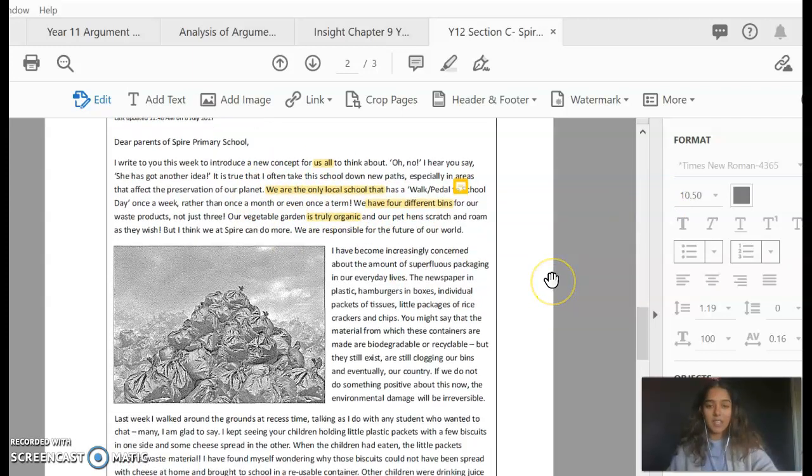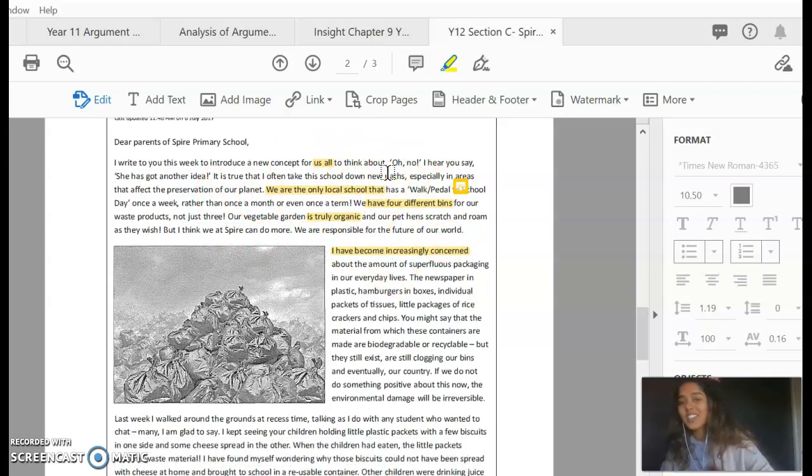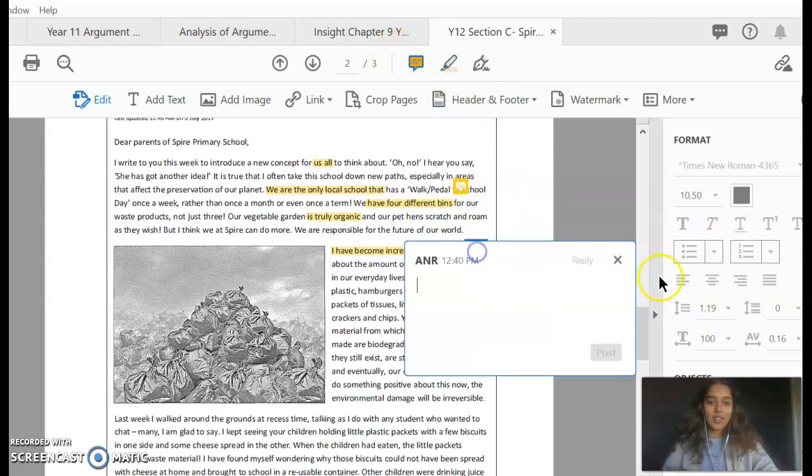Okay, I'm going to keep going. And then she says, I have been increasingly concerned about the amount of superfluous packaging in our everyday lives. She has changed her tone here. Her tone was kind of warm before, oh no, I hear you say, she's got another idea. Quite light-hearted. She makes a dig at herself. But now her tone is actually quite concerned. So I hope you guys start to pick that up, that a tone can change.